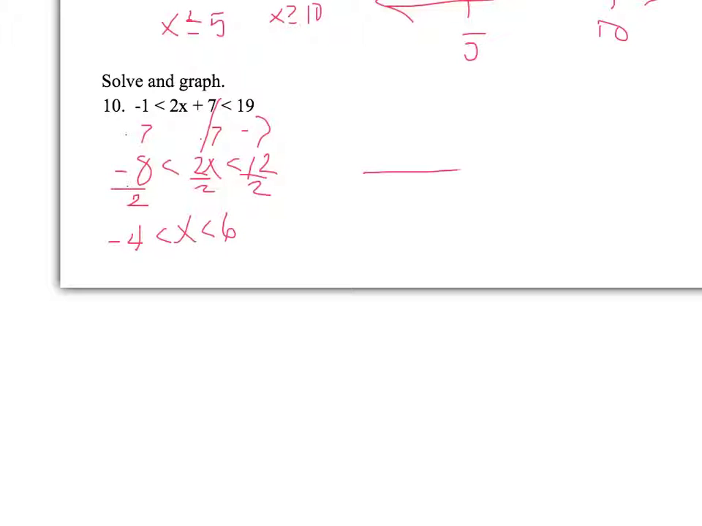Okay, now to graph that, negative 4, positive 6, I need all the numbers for x that are bigger than negative 4, so open circle and to the right, and then everything smaller than 6, so open circle and to the left. And there are my values for x that make that inequality true.